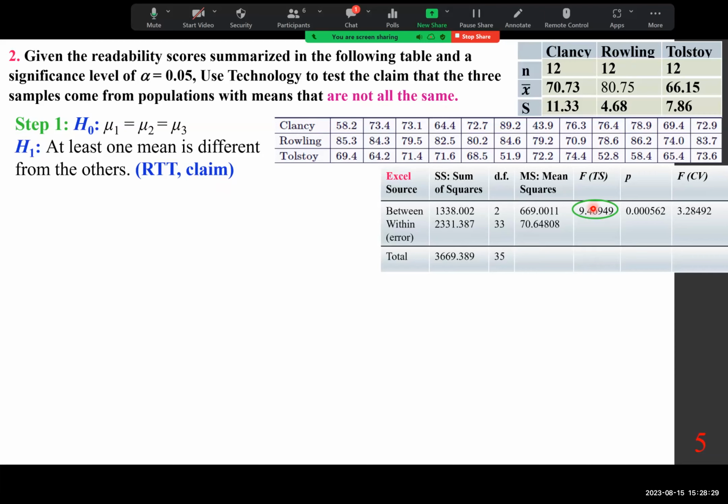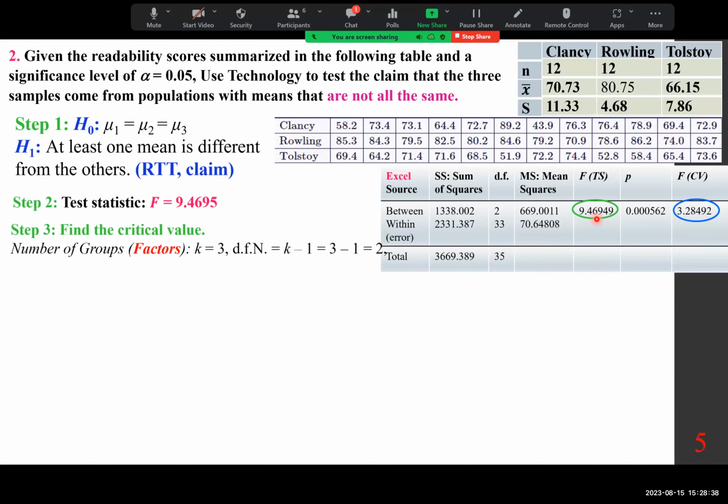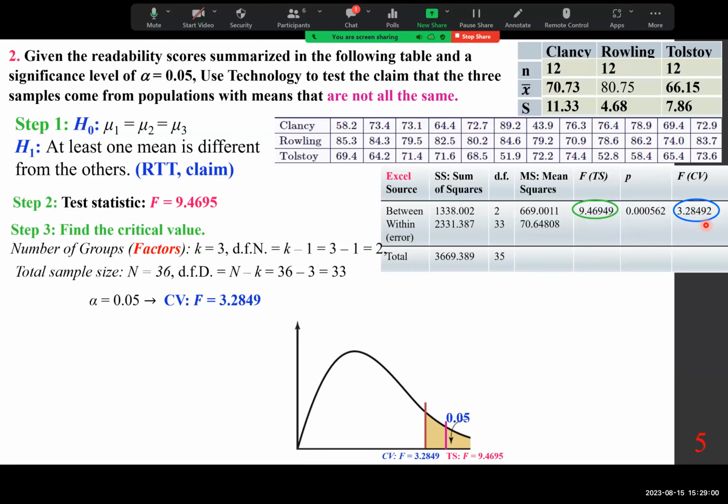Well, here's the test statistic, 9.46949. Here's the critical value. Degrees of freedom for the numerator is 3 minus 1, or 2. For the denominator, it is 3 times 12 minus 3, or 33. And from the table, F is 3.2849, or Excel. So when you compare, you can see that the test statistic is way into the rejection region because it's way larger than the critical value.